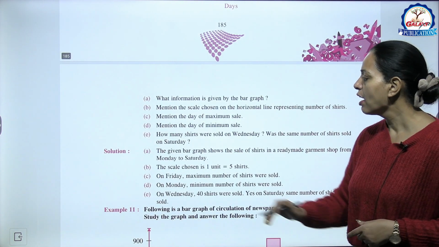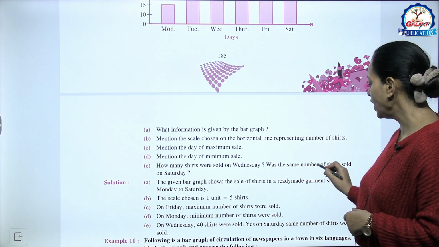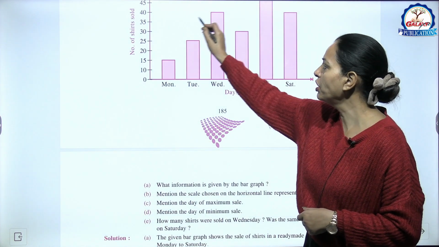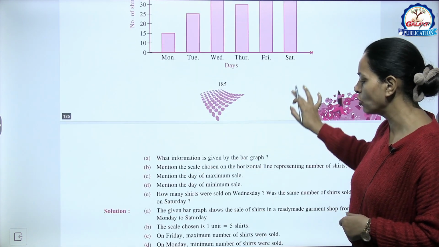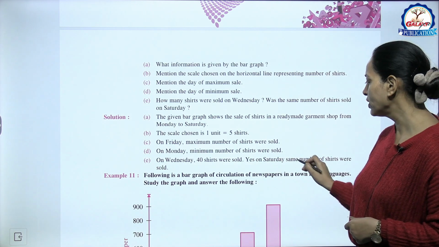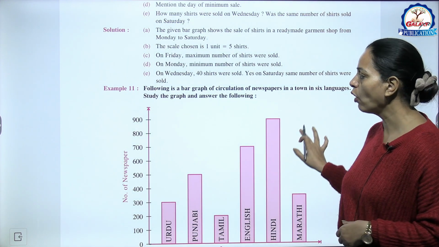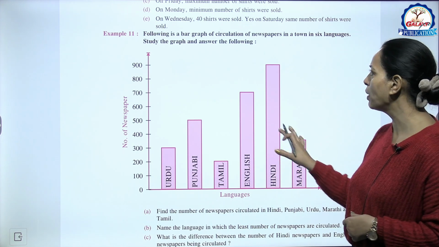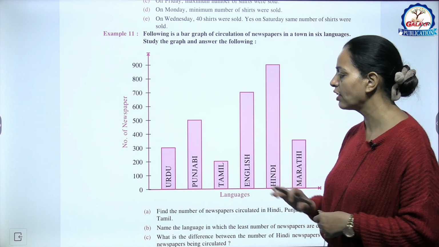Okay, then the next, now E part, how many shirts were sold on Wednesday? Was the same number of shirts sold on Saturday? So on Wednesday 40 shirts were sold, and on Saturday also the same. So yes, on Wednesday 40 shirts were sold, and on Saturday the same number of shirts were sold. Okay, now example 11. This is a bar graph of circulation of newspapers in a town in 6 languages. Now study the graph and answer the questions.